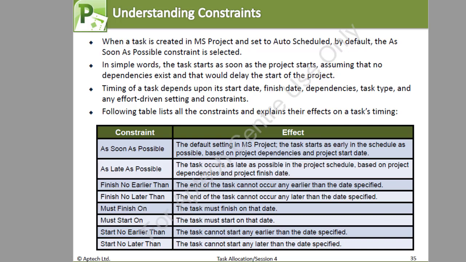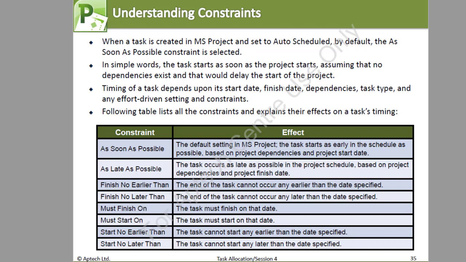Now, we can see each of these constraints and the effect. We have the as soon as possible, which is the default, and the task starts as early in the schedule as possible based on the project dependencies and project start date. Late as possible, the task occurs as late as possible in the project schedule based on the project dependencies and project finish date. Finish no earlier than, the end of the task cannot occur any earlier than the date specified. Finish no later than, it means that the end of the task cannot occur any later than the date specified.